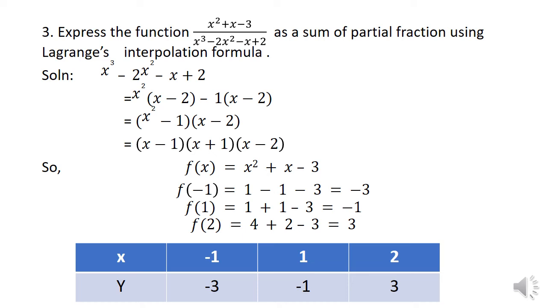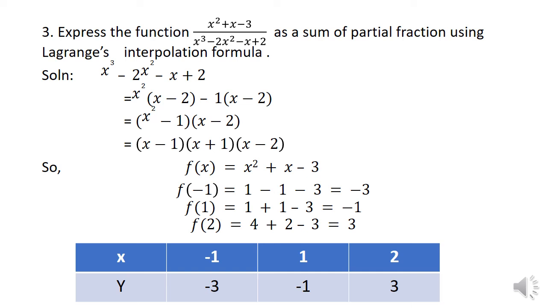From the first two terms we have x square common. Take it outside. The remaining term is x minus 2. And from the last two terms we have minus common. Take it outside. We get x minus 2. After simplifying, the factors are x minus 1, x plus 1 and x minus 2.